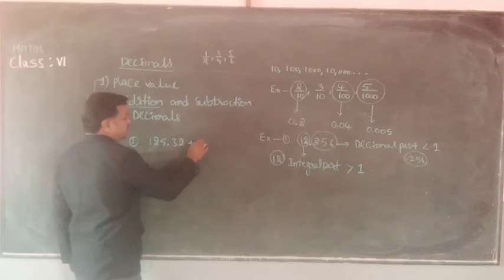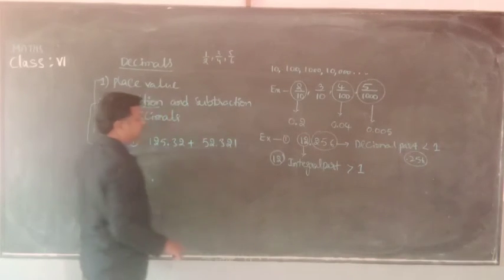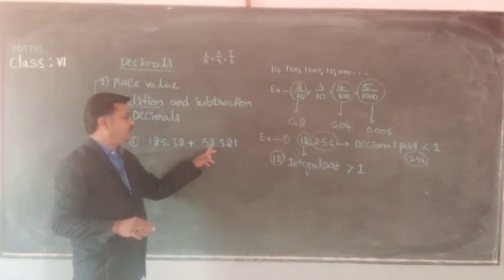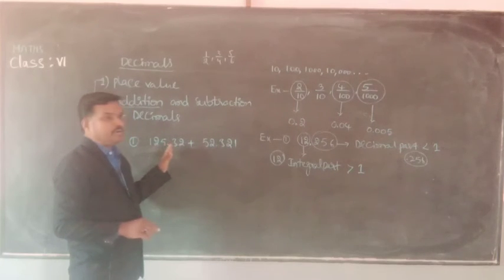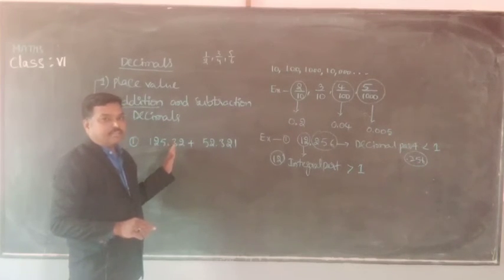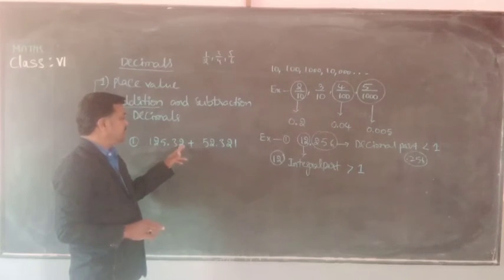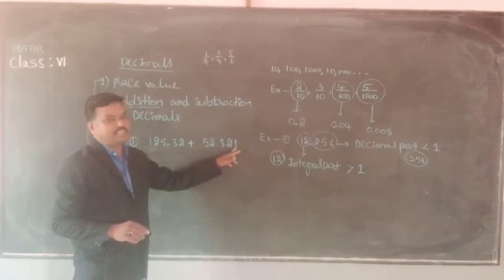125.32 plus 52.321. Just we have to check in the decimal parts whether the same number of digits are there or not. In the first decimal number, in the decimal part there are two digits. In the second decimal number there are three digits.